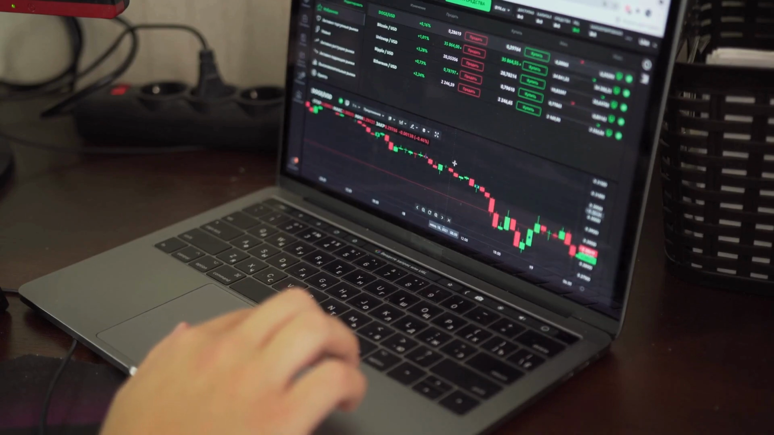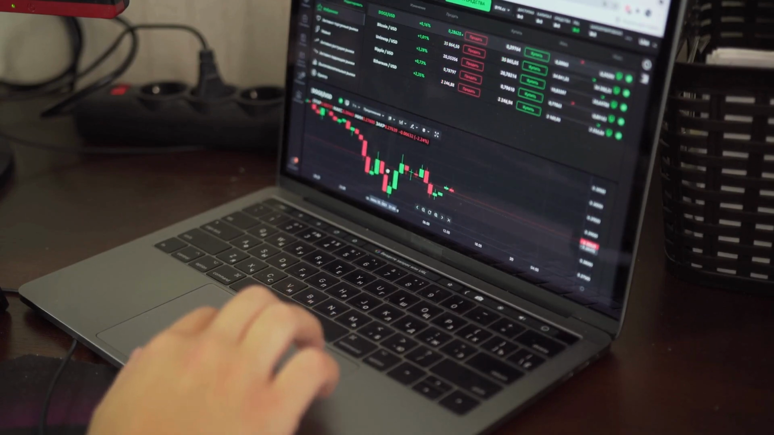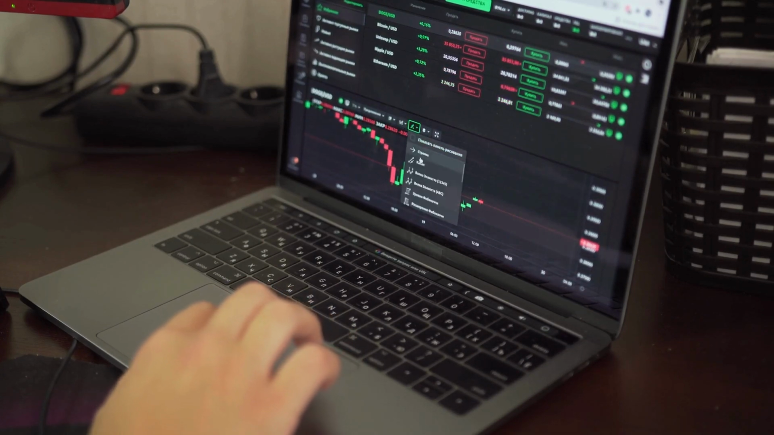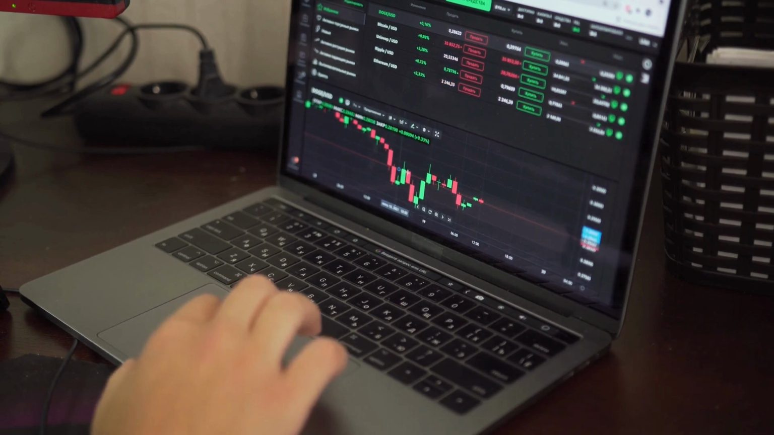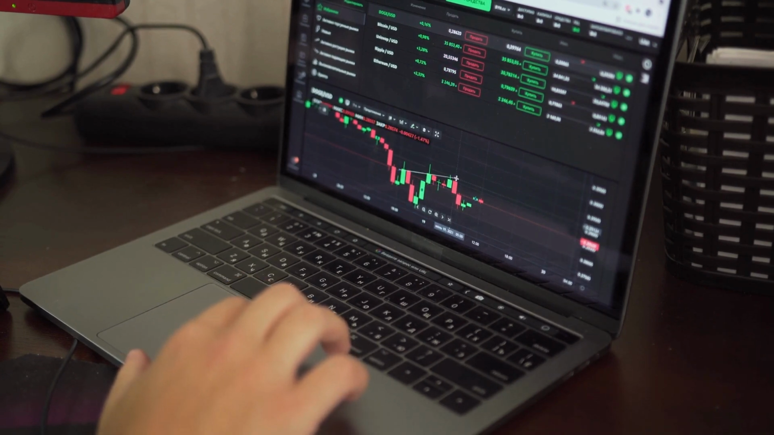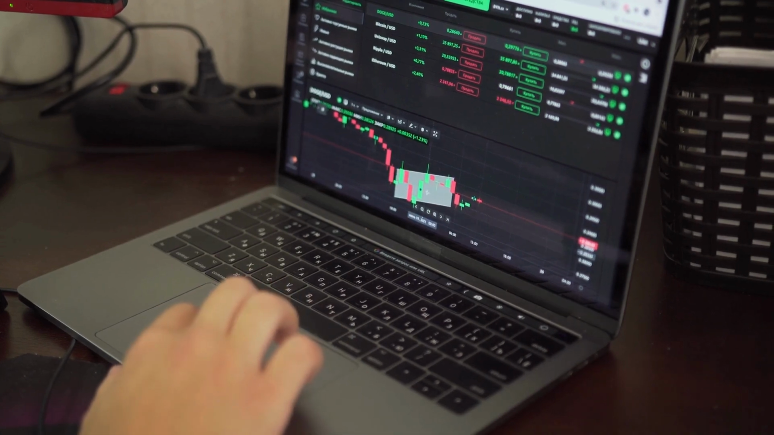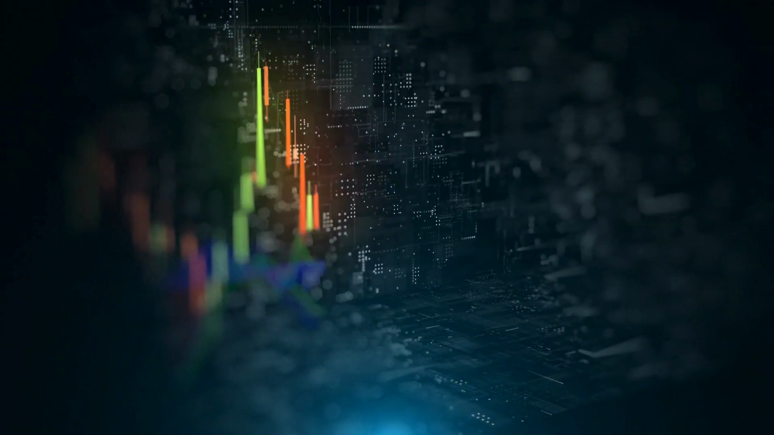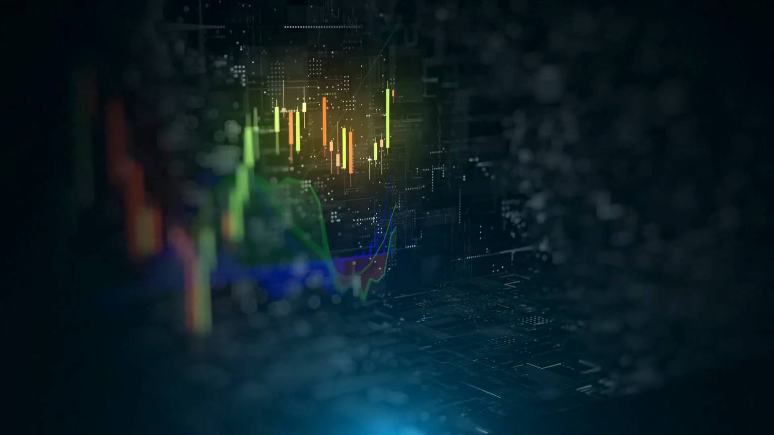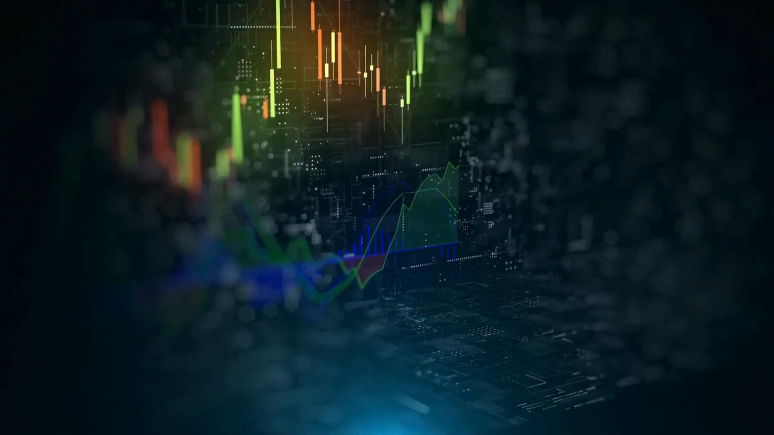Risk management is another crucial aspect when trading breakouts. Because these moves can be fast and often unpredictable, it's essential to use stop-loss orders to protect yourself from adverse movements. Setting a stop-loss just above or below the broken support or resistance level can help minimize losses if the breakout turns out to be false. Additionally, it's important to not risk more than 1 to 2% of your capital on a single trade.